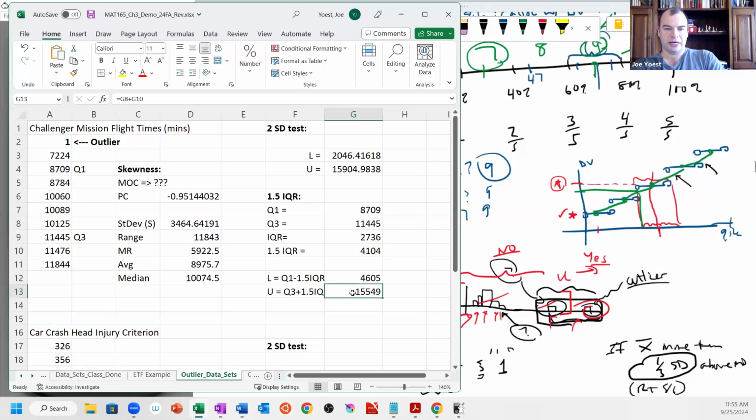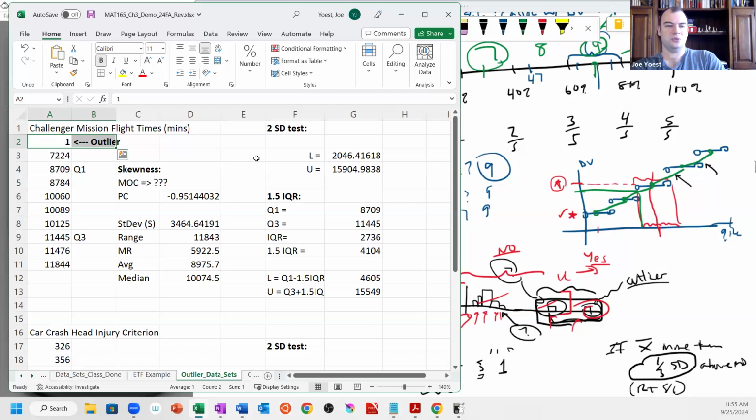And we notice our upper bound actually comes out pretty similar to the two standard deviation test, 15,549. No high outliers. Our lower bound turns out to be 4605, substantially higher than the lower bound for the two standard deviation tests. We have still indicating the presence of one low outlier, this one down here.